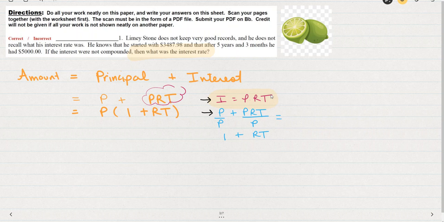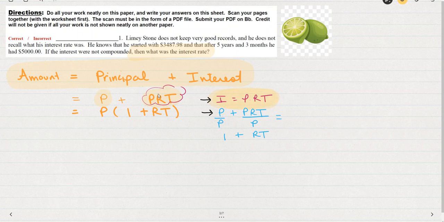So I'm going to use this idea that the amount is going to be the principal plus the interest. The amount in his account is going to be the sum of how much he started with together with how much interest he's earned. That would be a P for principal, and because interest is PRT, we'd have plus PRT.